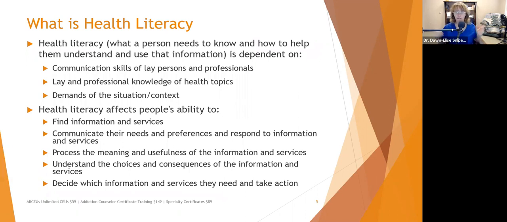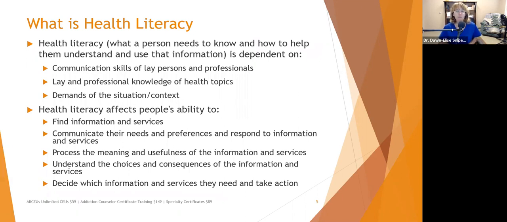We want to make sure that people, when we're talking to them about what's important to them, whether it's preventing diabetes or dealing with Alzheimer's disease, we want to make sure that they can understand the information and it's useful to them. We don't want to be telling them stuff that's not going to help them or they don't understand.